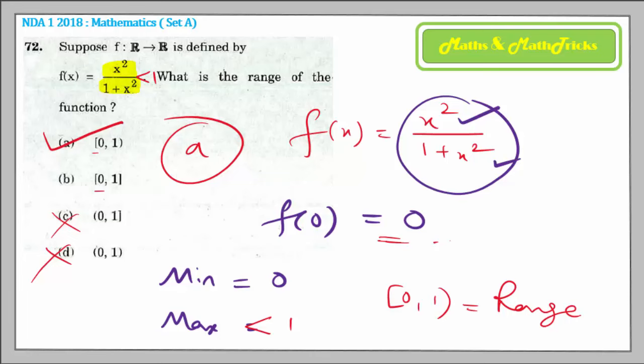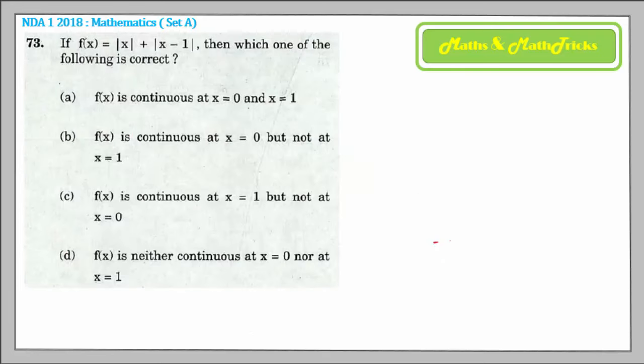Moving ahead with the next question, number 73. And here we have the function f of x defined as the sum of the two functions mod x and mod of x minus 1. We are asked which one of the following is correct. Is it that the function is continuous at x equal to 0 and x equal to 1? Is it continuous at x equal to 0 but not at 1? Continuous at 1 but not at 0? Or neither continuous at 0 nor at 1?